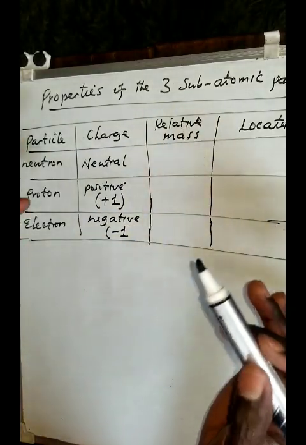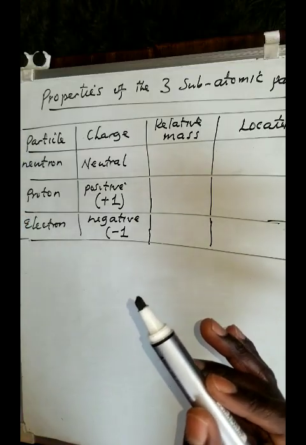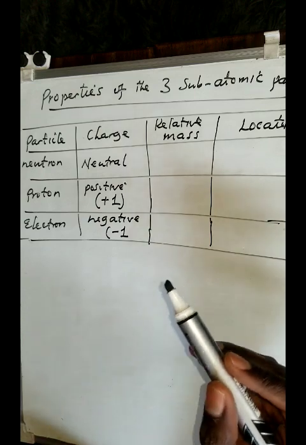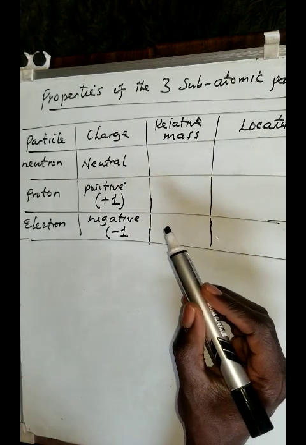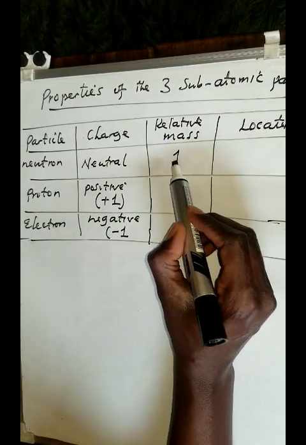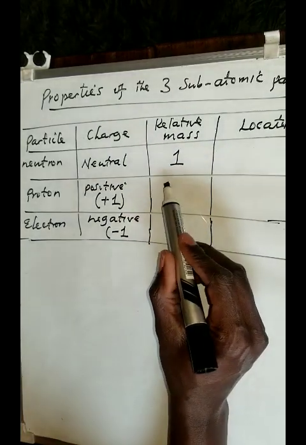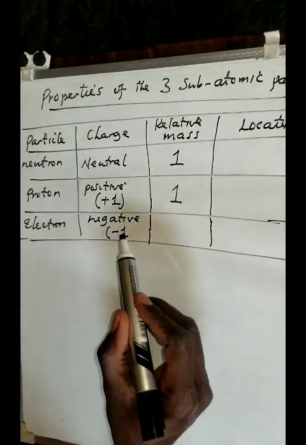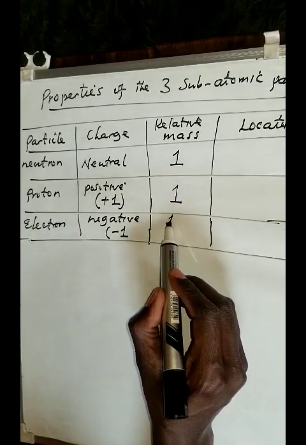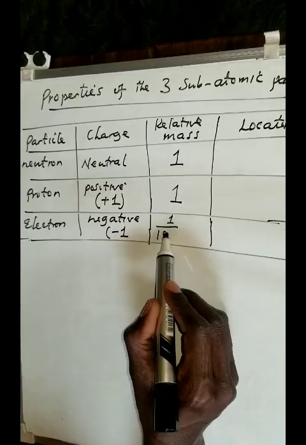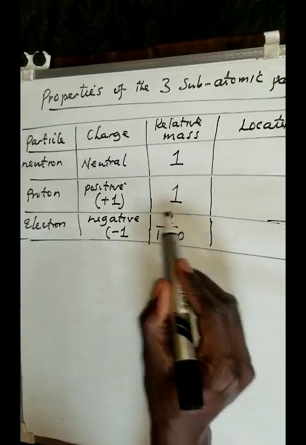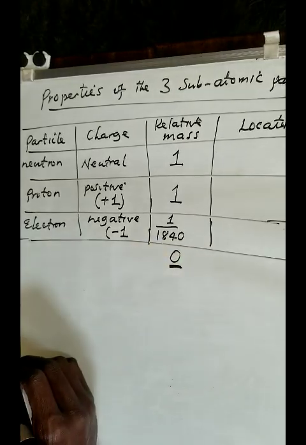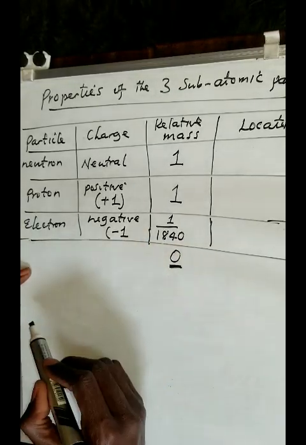Now, what are the relative masses for these subatomic particles? Well, the neutron has a relative mass of 1, and of course the protons also have a relative mass of 1, and the electrons have a relative mass of 1 over 1840. Now if you look at 1 divided by 1840, that is actually negligible. It is the same as saying an electron has a mass of 0.